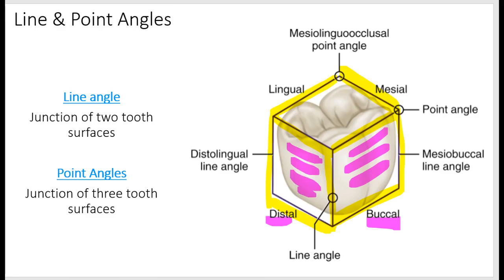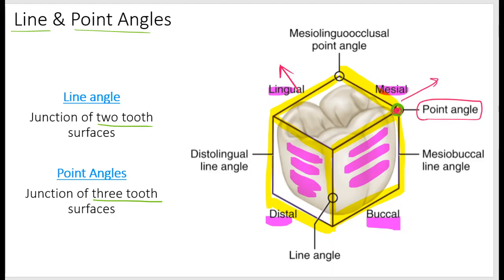So we have what we call line angles and point angles. A line angle is the joining of 2 tooth surfaces, and a point angle is the joining of 3 tooth surfaces. So you can see here, this is a point angle because, by the way, this is the mesial surface, and this is the lingual. So the mesial is on this side, and the lingual is on the side that we're not seeing. So a point angle is the gathering of 3 surfaces.